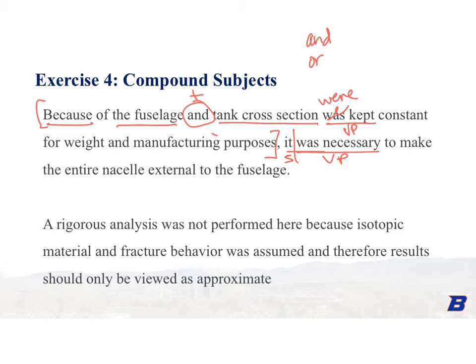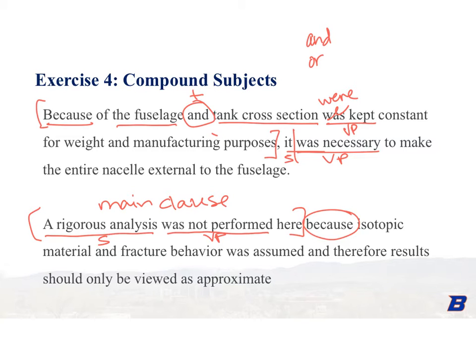"A rigorous analysis was not performed here because isotopic material and fracture behavior." So we have "a rigorous analysis," which is your subject, and "was not performed" is your verb phrase. Analysis is singular, your verb is singular, so everything is cool here. All of this is your main clause. And when you get to the "because," this is a subordinating conjunction, which means it makes whatever follows dependent on the main clause.